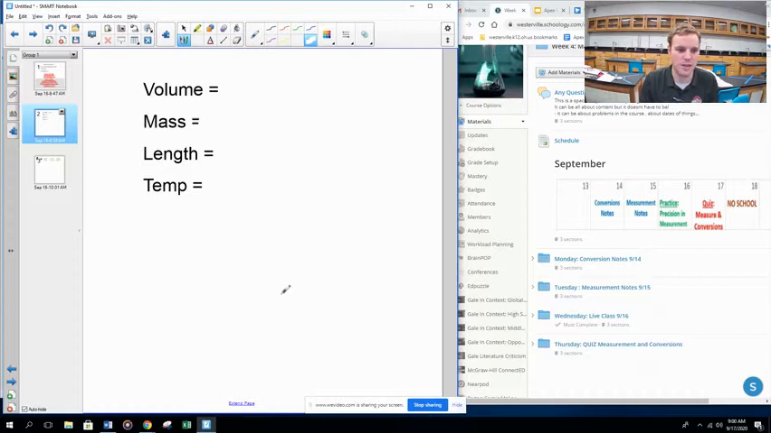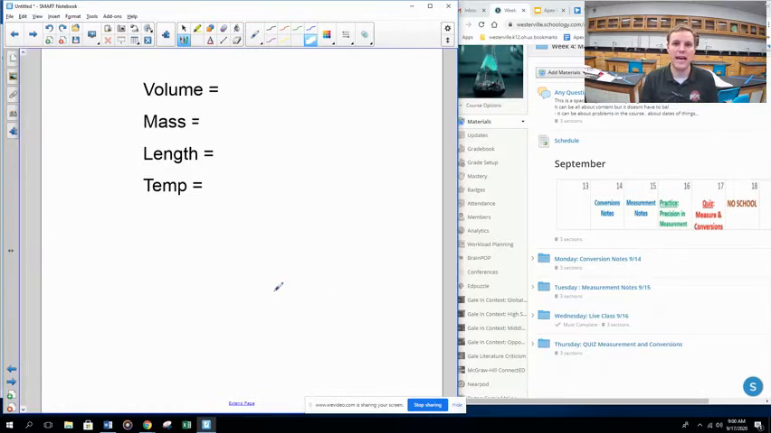Okay, so the first thing we talked about was what are the SI, the standard international units for these different types of measurement. I would pause the video right now and write these down on your own before I go over the answers.